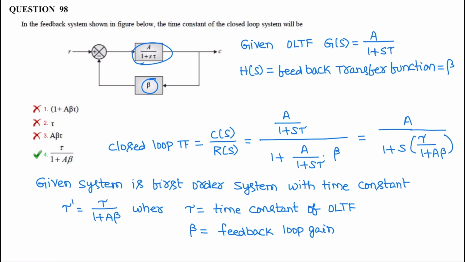And the given system is first order system with time constant tau dash is tau by 1 plus a beta, where tau is a time constant of open loop transfer function and beta is the feedback loop gain. The time constant of closed loop system will be tau dash is tau by 1 plus a beta. Correct answer is option 4.